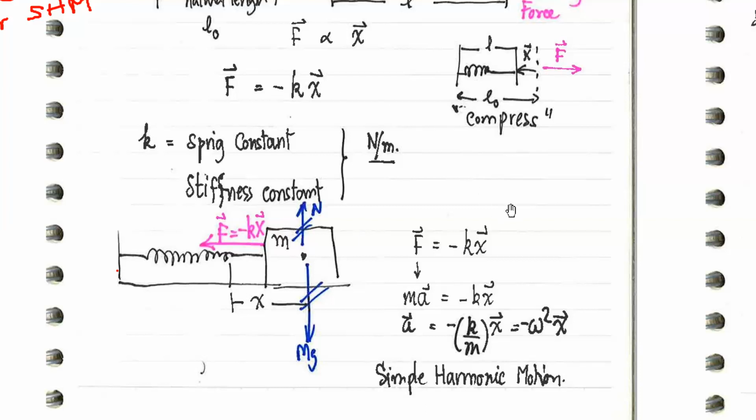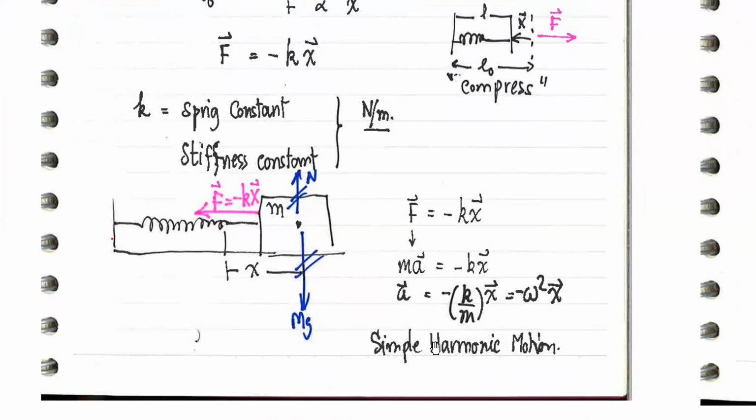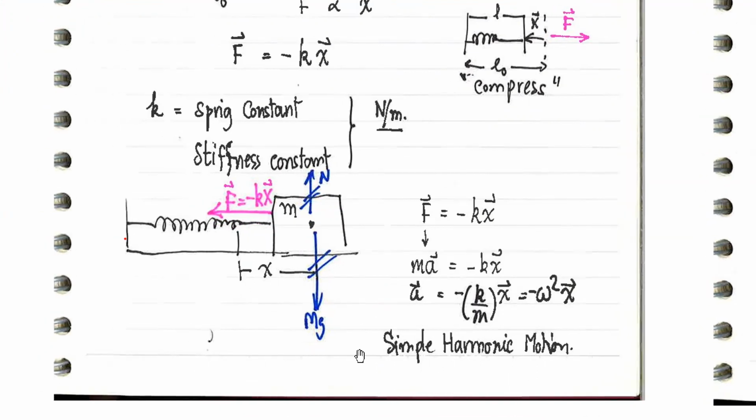Now, if you recall the acceleration in simple harmonic motion that we discussed earlier, for simple harmonic motion, a is minus omega squared x. So omega, the angular speed, is related to the stiffness constant and the mass of the object by omega equals the square root of k over m.